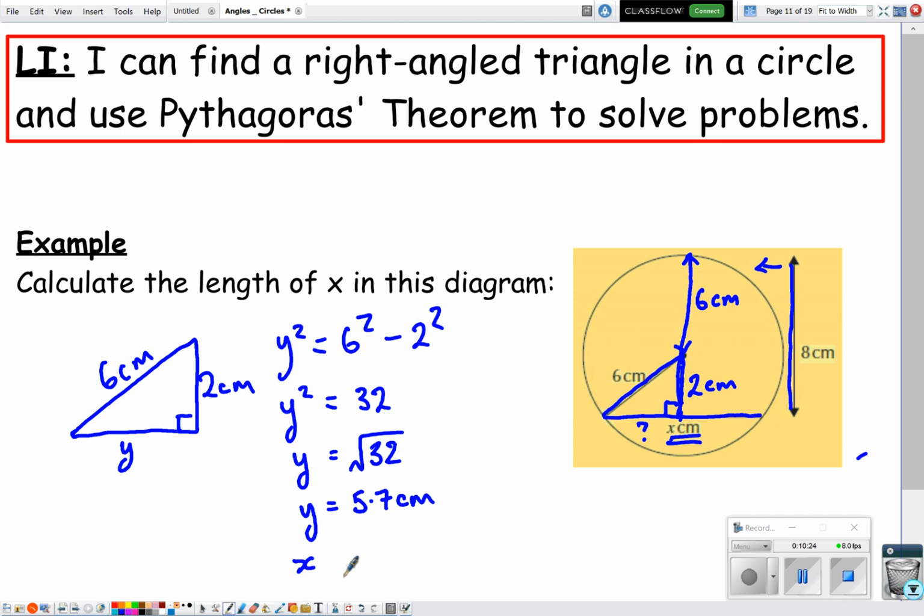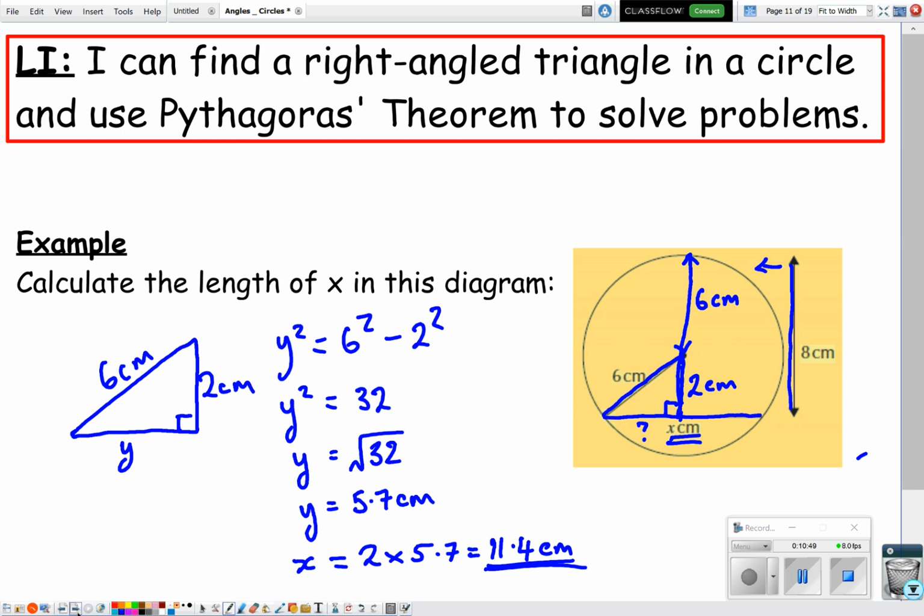Now that's only half the chord length, yeah? So x, this is why I was using different letters, x is going to be 2 times 5.7. So 2 times 5.7 is 11.4 centimeters. Okay.